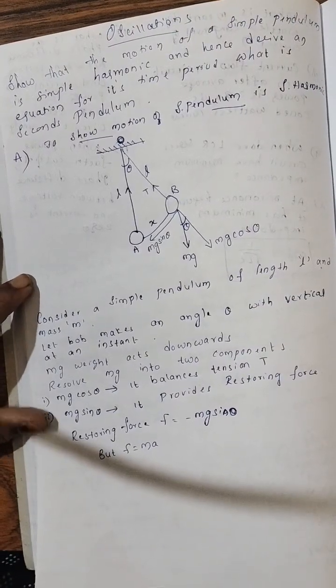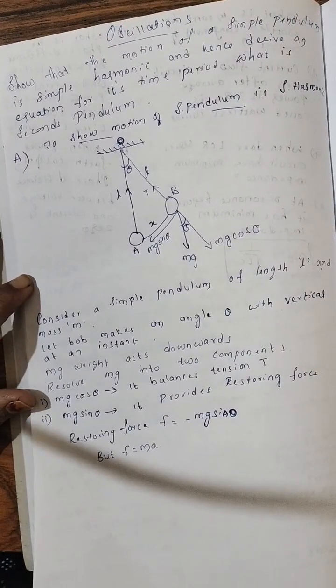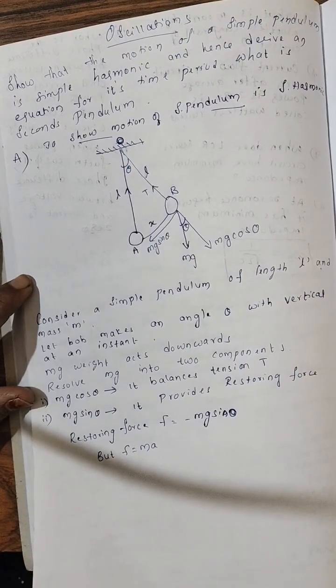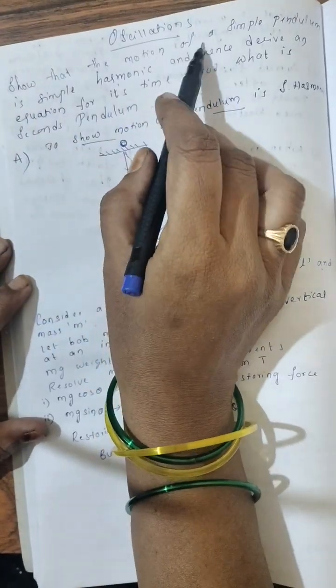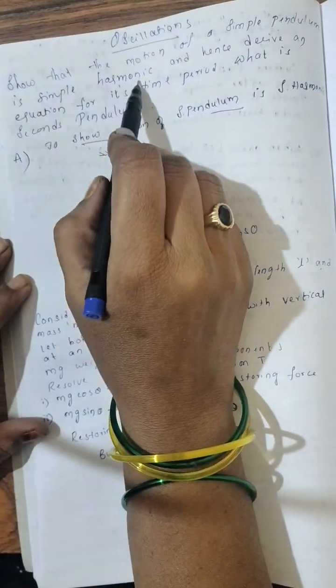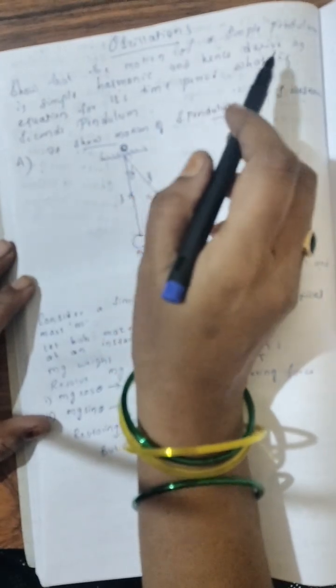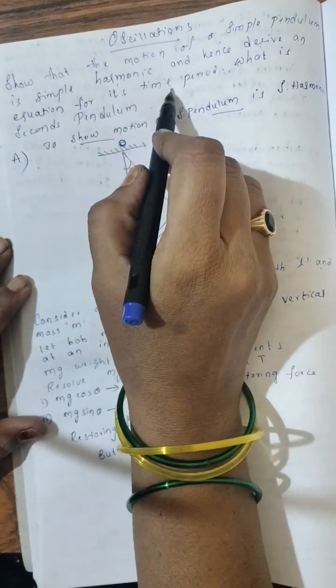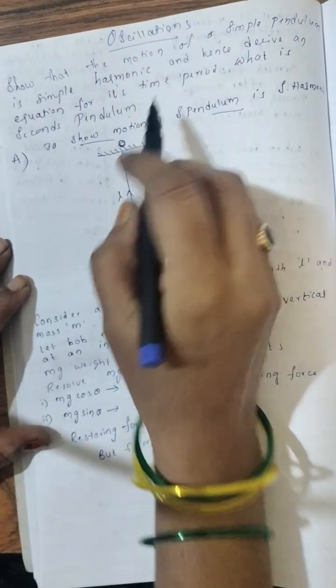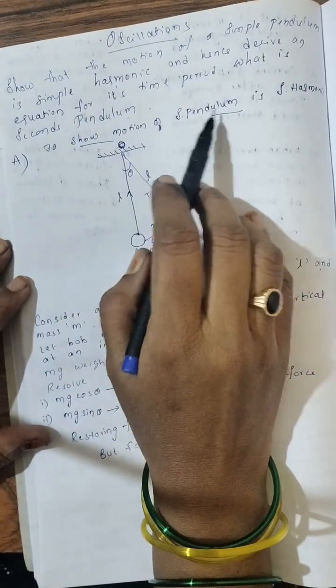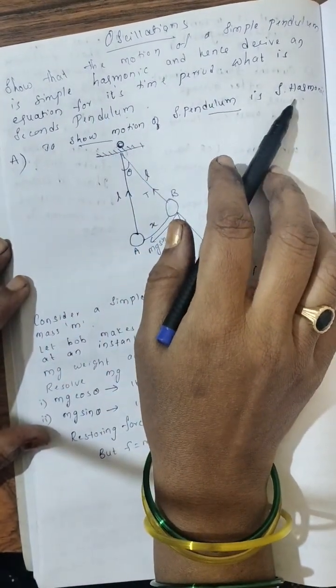Friends, good morning. In this video, let us discuss the next long answer question from chapter 8 Oscillations. The question is: show that the motion of a simple pendulum is simple harmonic and hence derive an equation for its time period. What is a seconds pendulum? Three parts are there. The first part, to show the motion of a simple pendulum is simple harmonic.